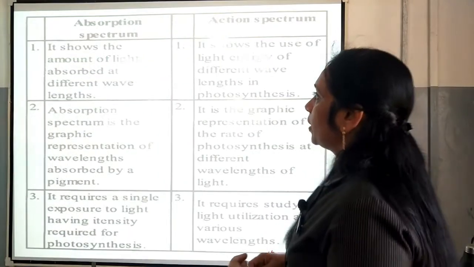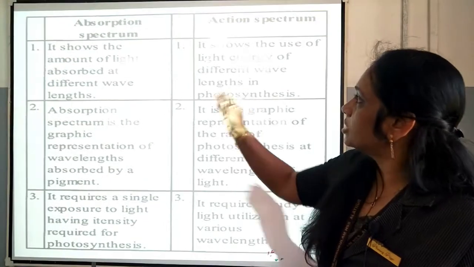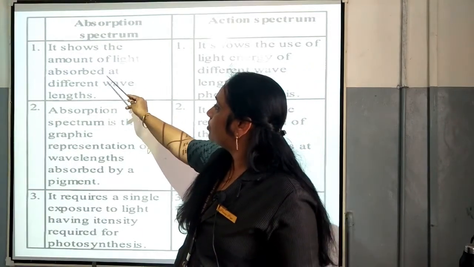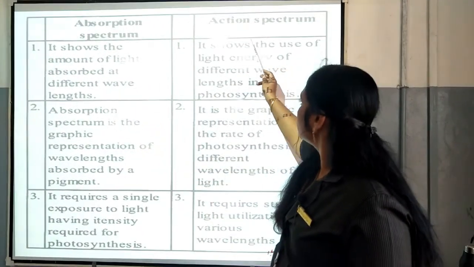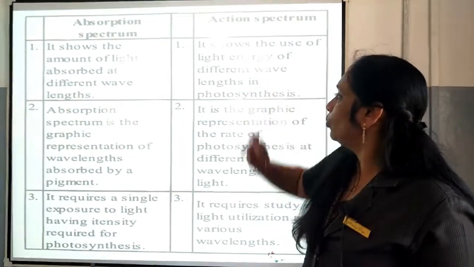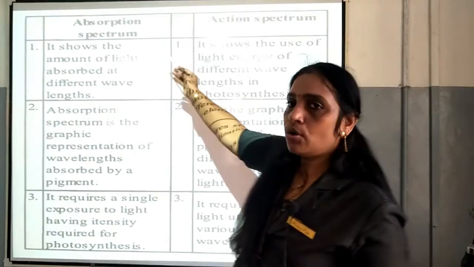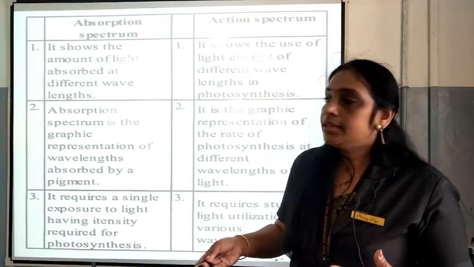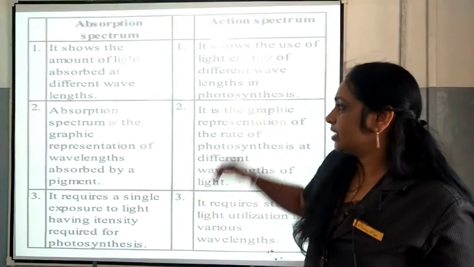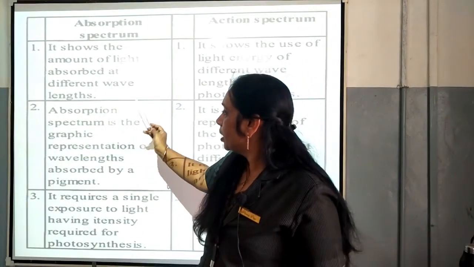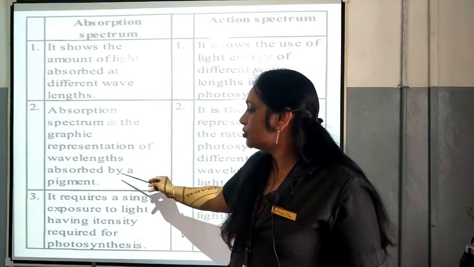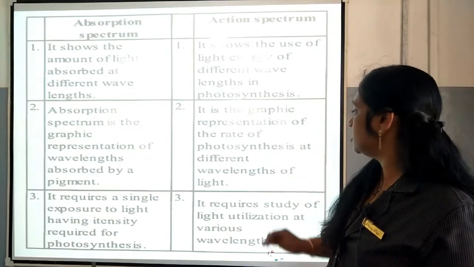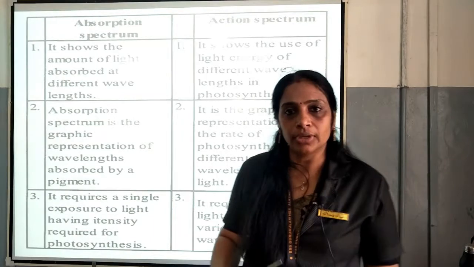It is again important. Now we can see the difference between absorption spectrum and action spectrum. Absorption spectrum shows the amount of light absorbed at different wavelengths. Action spectrum shows the use of light energy of different wavelengths in photosynthesis. So the amount of light absorbed is absorption spectrum, and the amount of light used at different wavelengths during photosynthesis is action spectrum. Absorption spectrum is the graphic representation of wavelengths absorbed by a pigment. Action spectrum is a graphic representation of the rate of photosynthesis at different wavelengths of light.